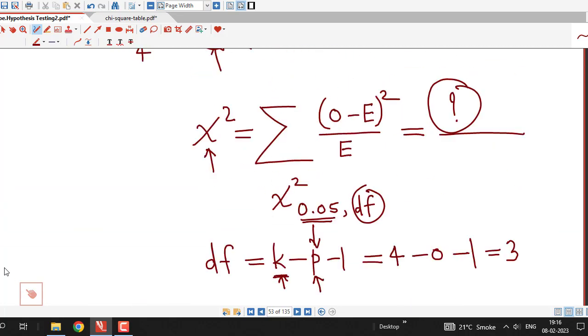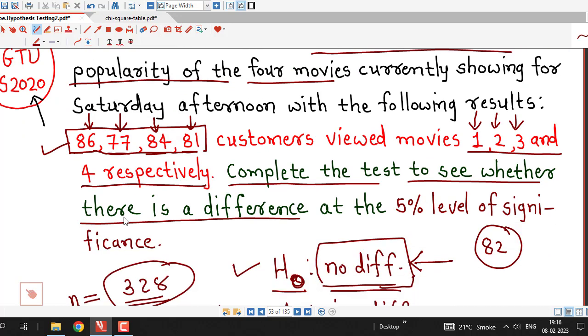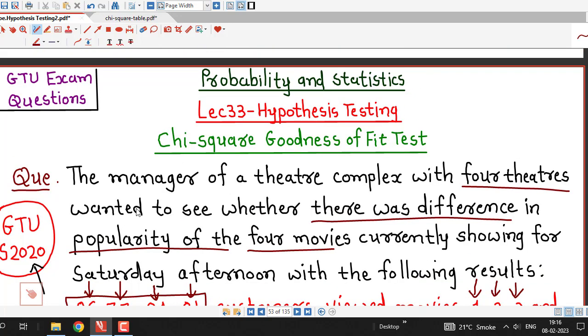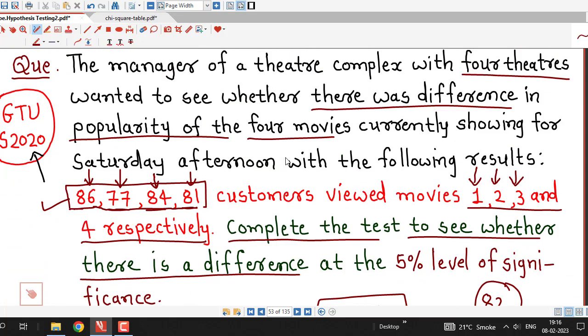So in this way we can apply the goodness of fit test to this type of real life problem also. This is a very important test in the hypothesis testing domain. I hope you are familiar with the goodness of fit test now.